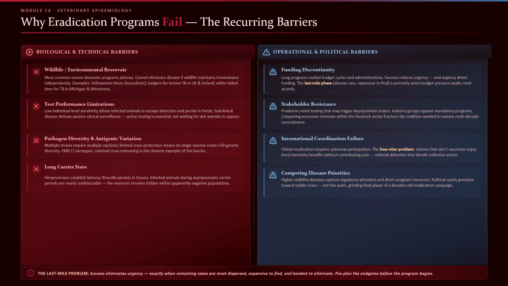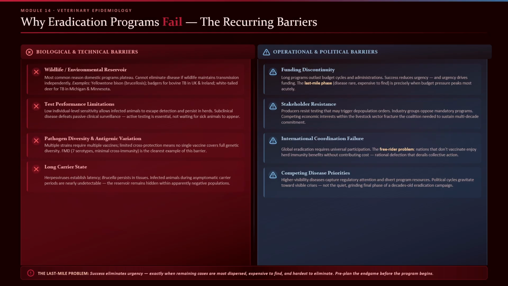Wildlife reservoirs. You already know this one. It's the most common cause of failure in modern programs. We've seen it with brucellosis in Yellowstone. We see it with bovine tuberculosis in the UK, where badgers maintain M.